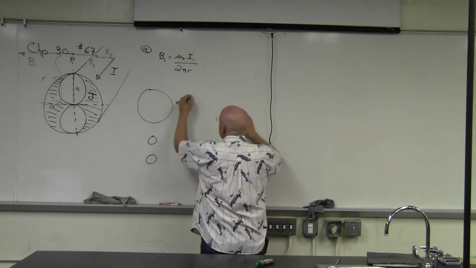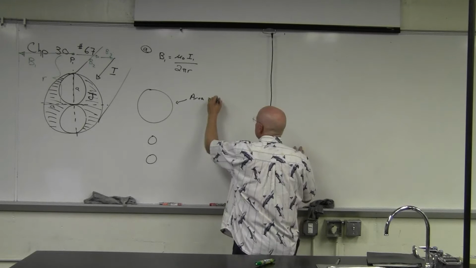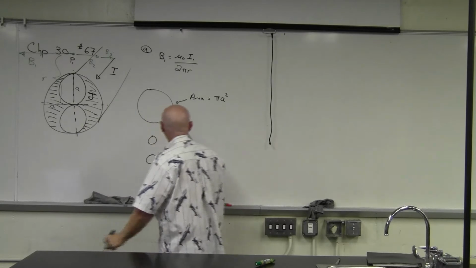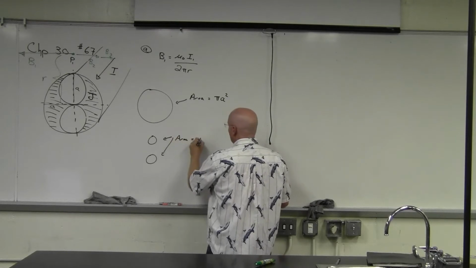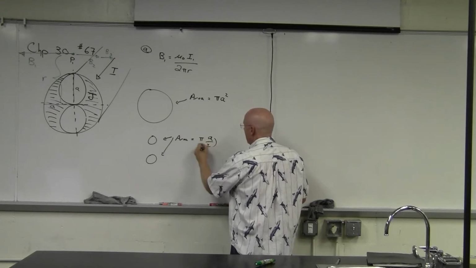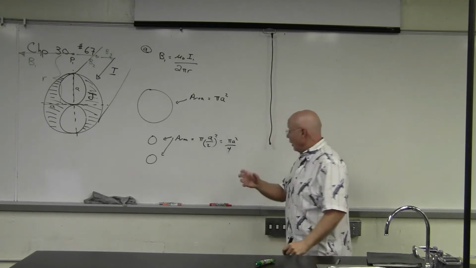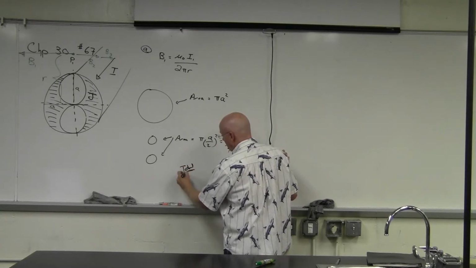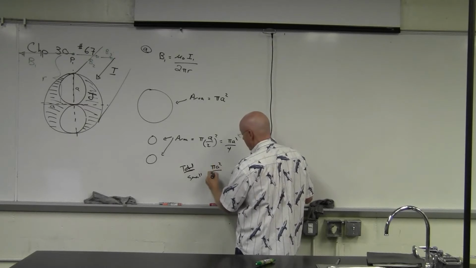Because if I look at the area of this, the area is pi times the radius squared, which is A. And if I look at the area of these two little ones, which is pi times their radius squared, so that would be A over 2 squared, and so that would be pi A squared over 4 for each of them. So the total of the small ones would be pi A squared over 2.